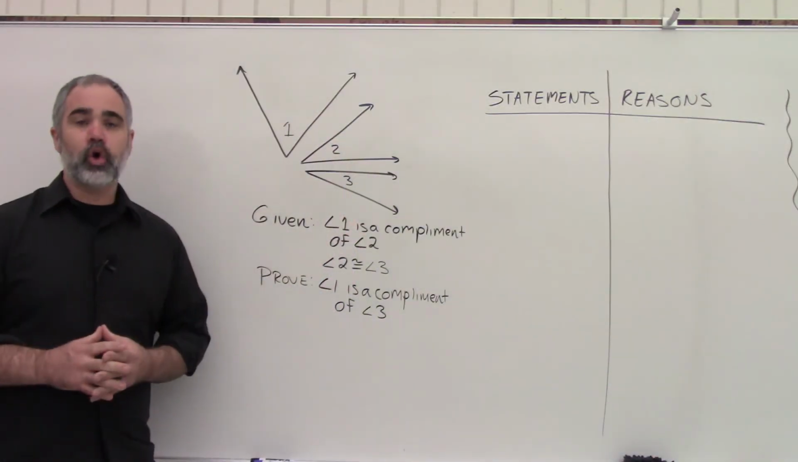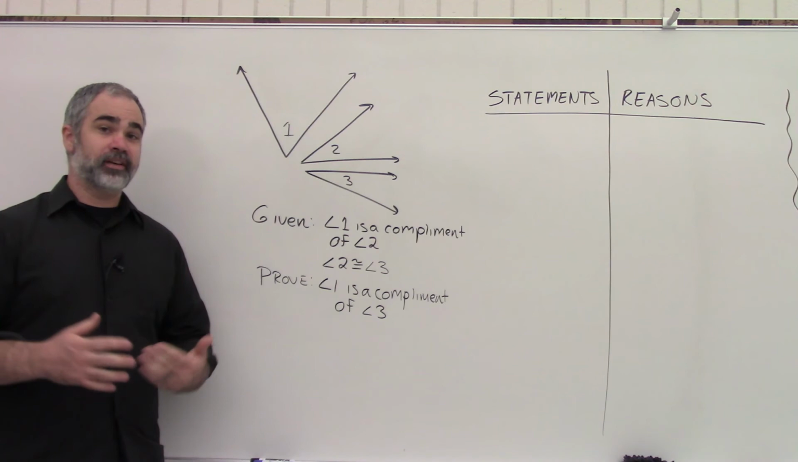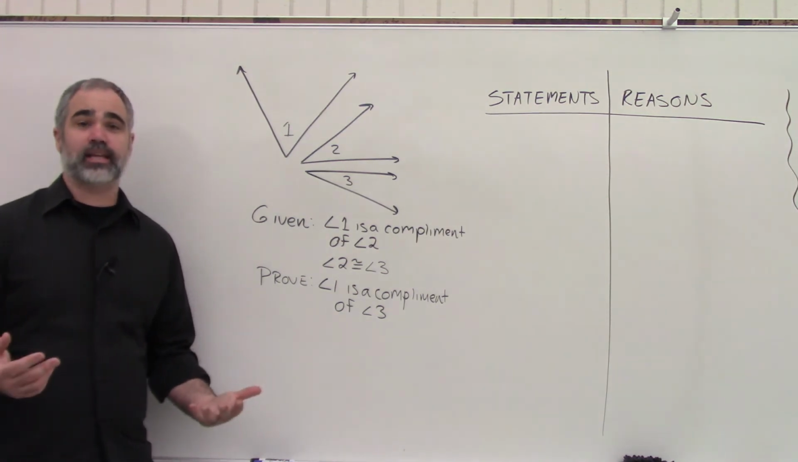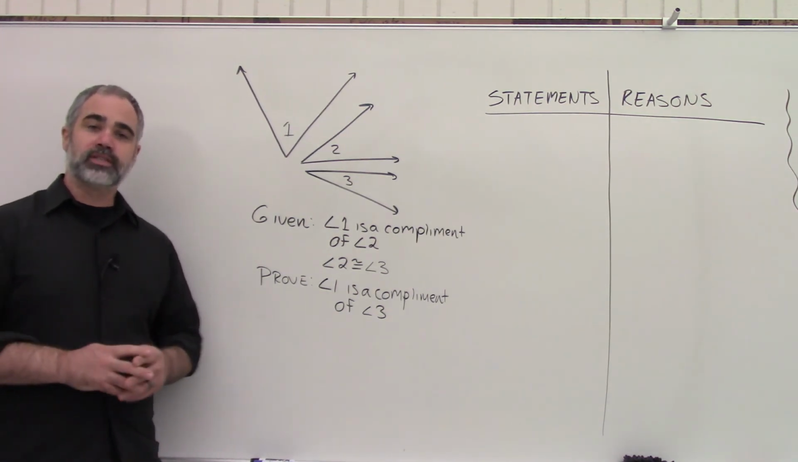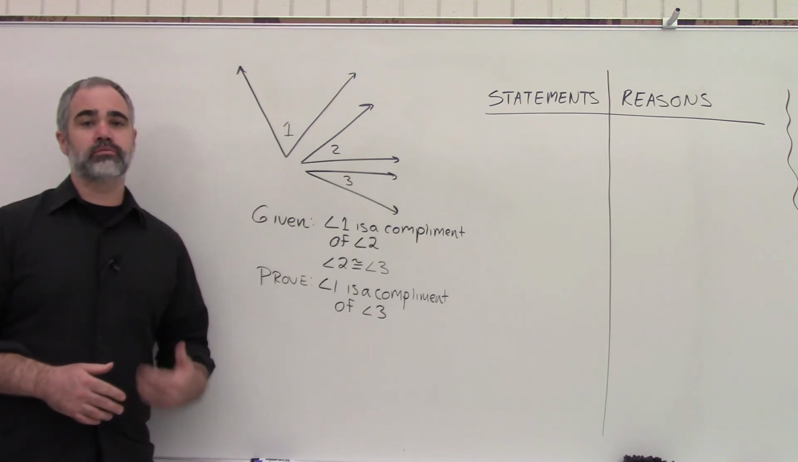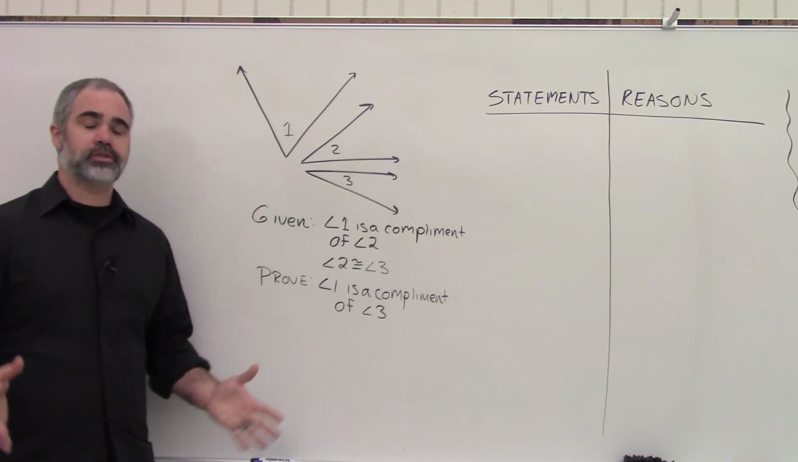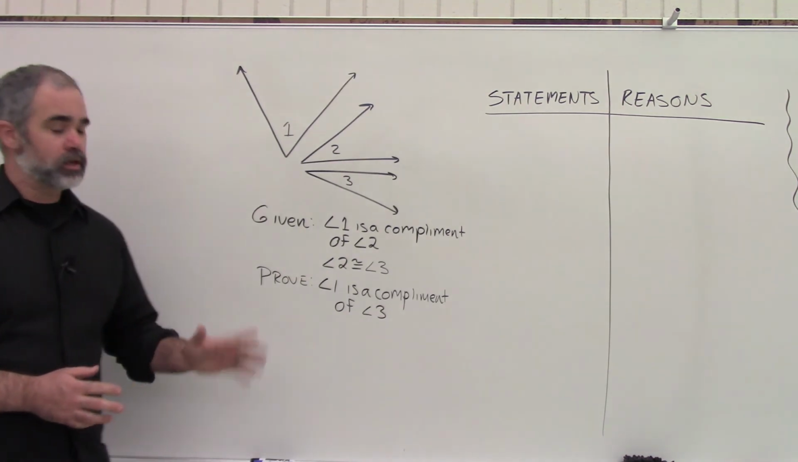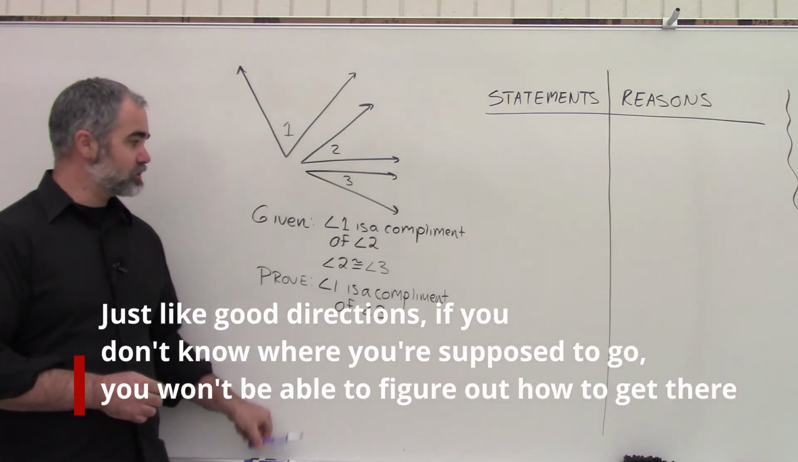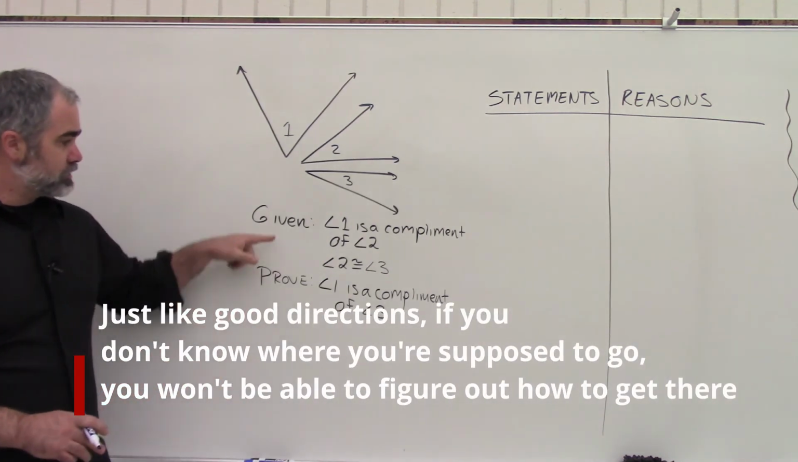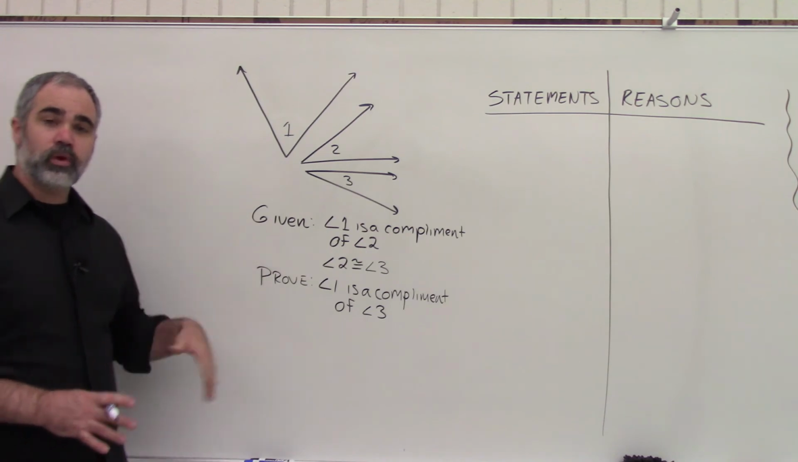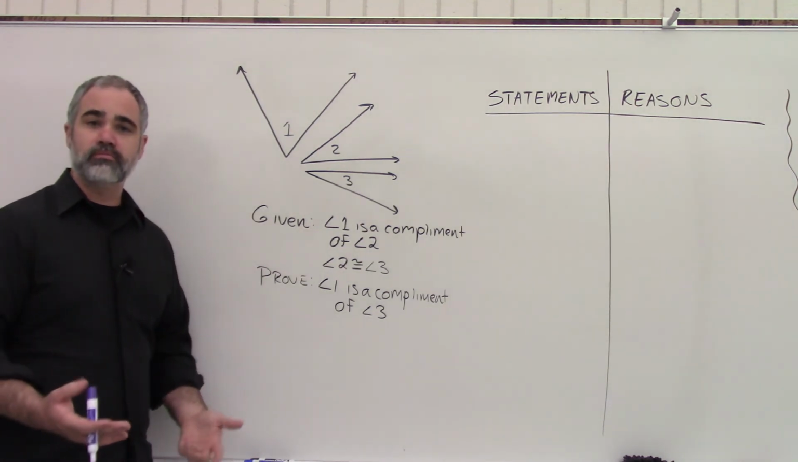The first step I always want you to do on a proof is to figure out what the heck it's asking, because geometry is filled with vocabulary. If you don't know what it's asking, there is zero chance you're going to be able to write a good proof. So what I want to figure out here is, what does this mean? I've got here this given statement. Remember, this is what the problem gave you. You can assume that it's true.